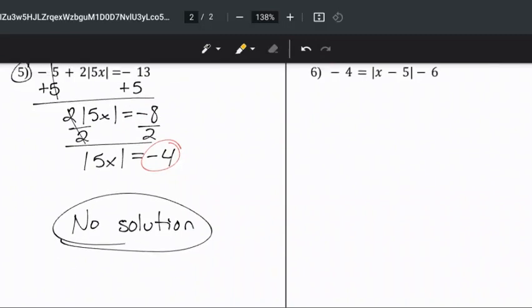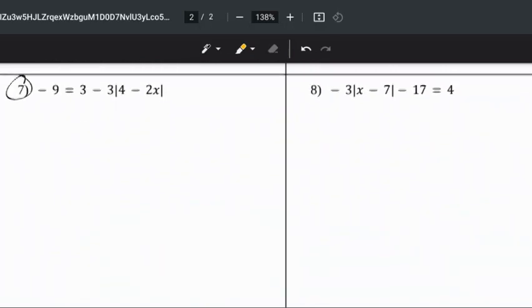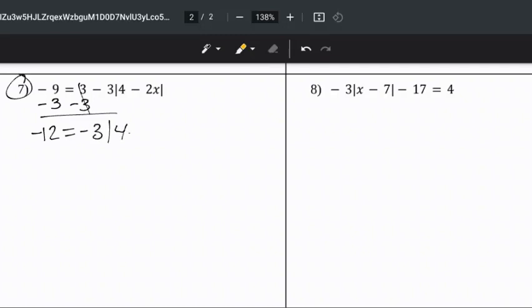We're going to wait and leave 6 for y'all to do. And we're going to take a look at number 7. Okay, so same process. Even though the absolute value is on the right side, we still want to isolate it just like we did before. So we're going to subtract 3 from both sides. And we get negative 12 equals negative 3 times 4 minus 2x. Then we're going to divide by negative 3 on both sides. And then that negative 12 turns into a positive 4.